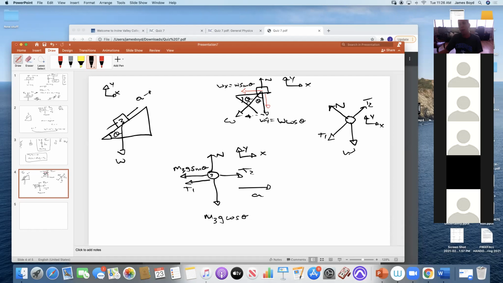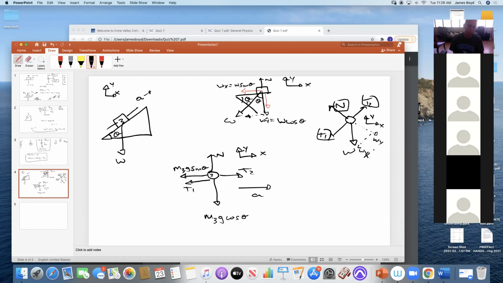But what we're doing is we're turning it on its side so that we don't have to break the normal into components. We don't have to break tension 1 and tension 2 into components. The only one we have left to break into components is this some weight in the Y, we're calling it, and some weight in the X. And that just saves us a lot of work when there's a lot of forces.